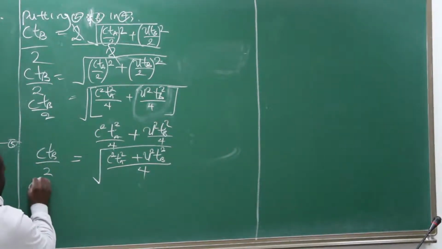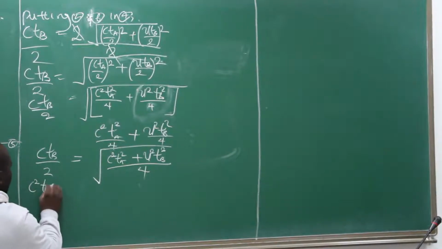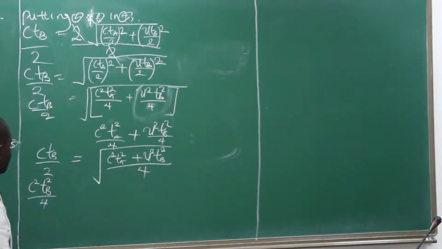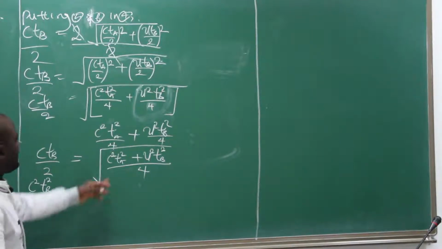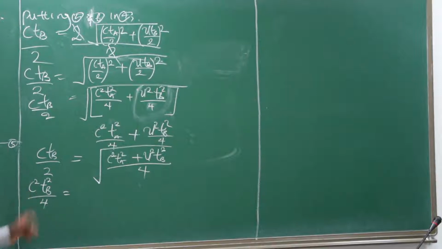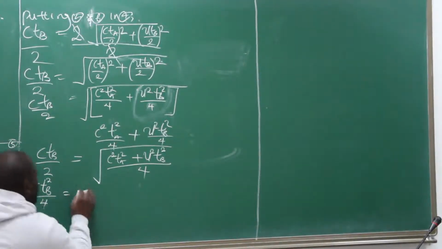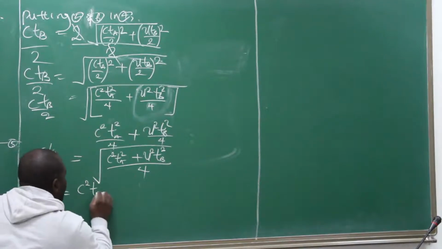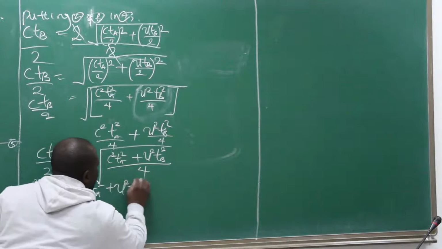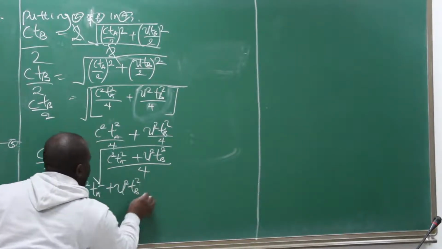So we have c squared tb squared all over the square here, which is 4, is equal to, now this one has no canopy anymore. It gave up its canopy to these ones, and this one became bigger. So we have c squared ta squared plus u squared tb squared.